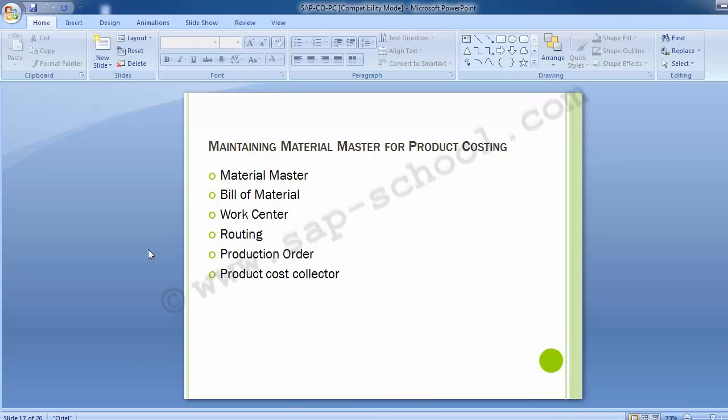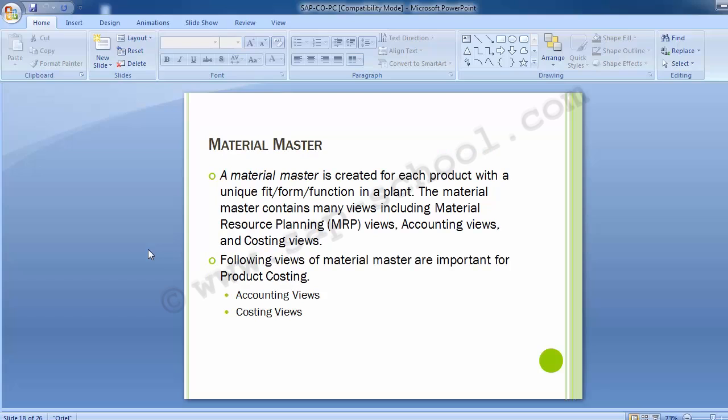So before moving up to the next component of product costing, let's first discuss what are the different master data for product costing to be maintained. Material Master from the MM module, bill of material, work center, routing from the production planning module, production order and product cost collector from the CO part. If you come to one by one, Material Master: a Material Master is created for each product with a unique fit, form, function in a plant. The Material Master contains many views, including material resource planning views, accounting views and costing views. The following views of Material Master are important for product costing.